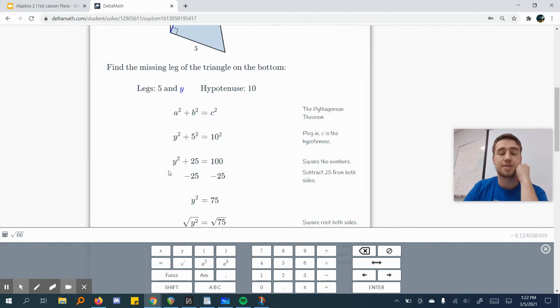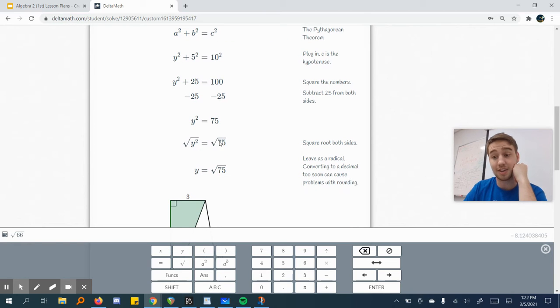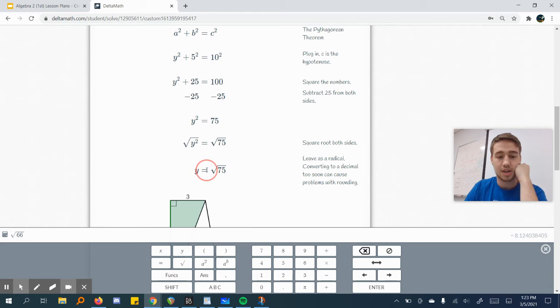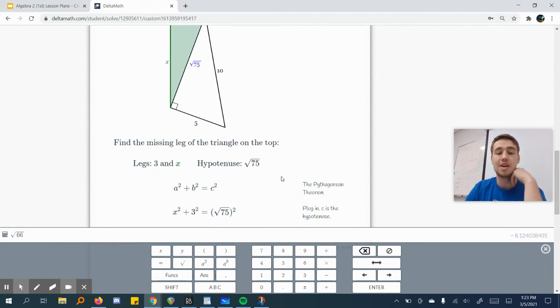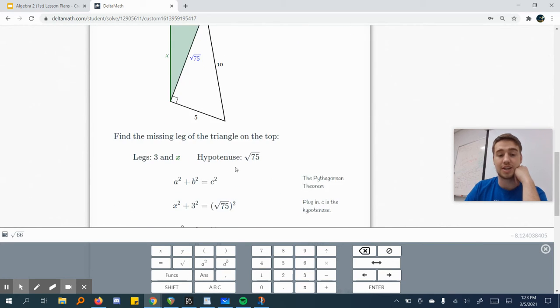It'll show us the steps that we took. 5 and y are the legs, hypotenuse is 10. Do all this to get 75, take the radical of it, and we get this. And note how it says leave it as a radical, because converting it to a decimal too soon can cause problems with rounding. Find the missing leg of the triangle on top, and we do that by squaring this, subtracting 9, and taking the root.